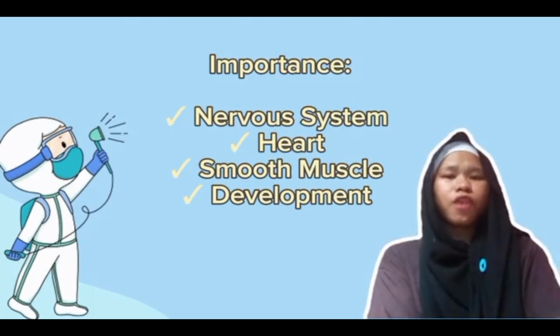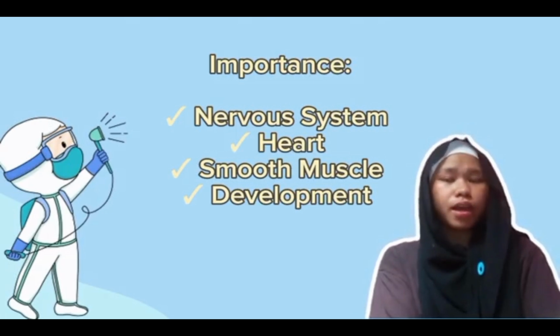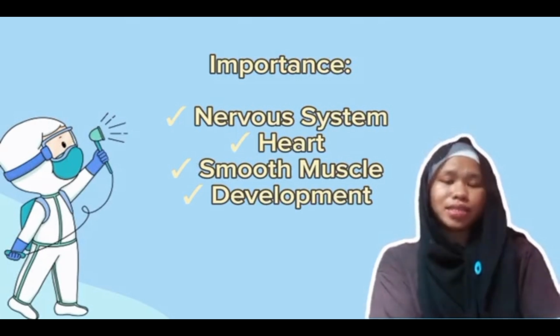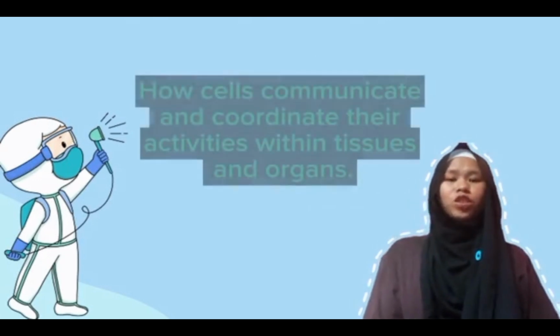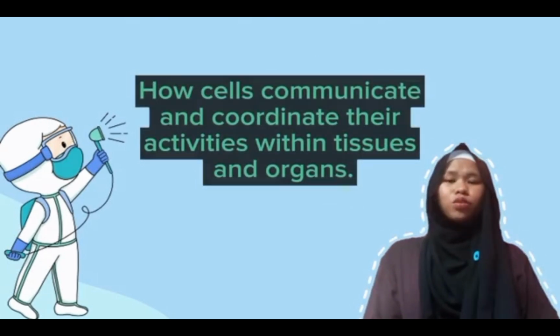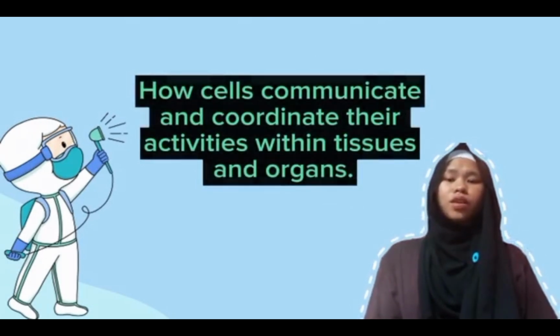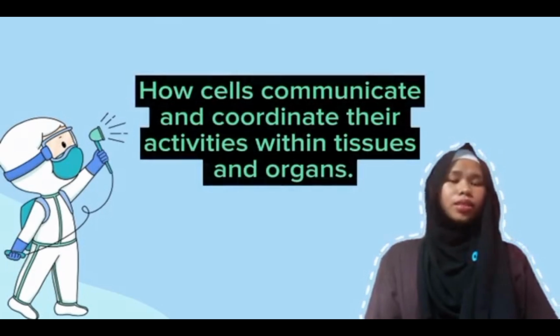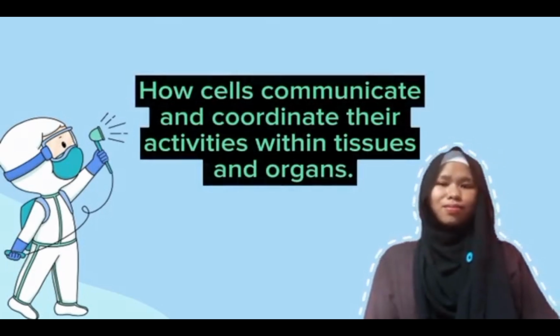And also in development, gap junctions play a critical role in cell-to-cell communication during embryonic development, guiding tissue formation and organogenesis. So, understanding the structure and function of gap junctions is crucial for understanding how cells communicate and coordinate their activities within tissues and organs.